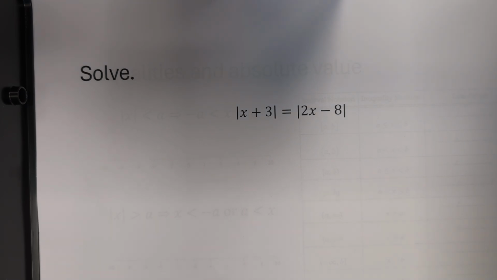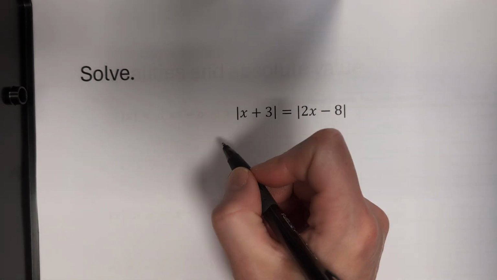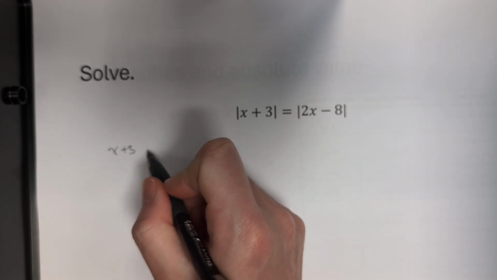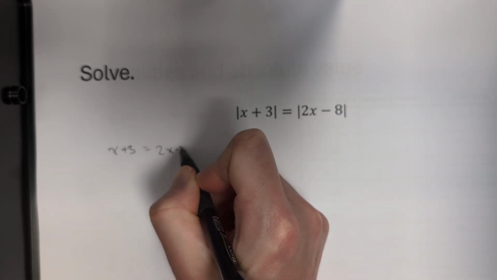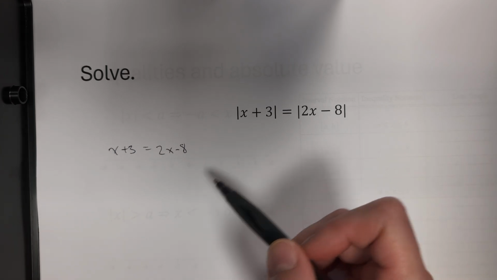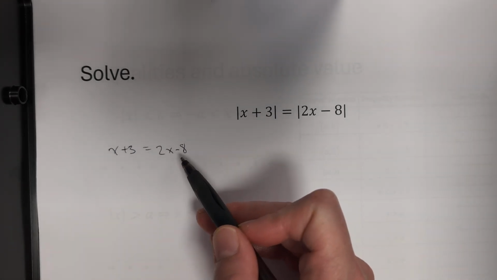When you have absolute values on both sides, what you can kind of think of as you're doing the same thing. But of course, if they're both positive, well, that's quite simple here. x plus 3 is 2x minus 8. Or you could say, well, they're both negative, but if they're both negative, well, then I can divide away by the negative and I get the same thing.